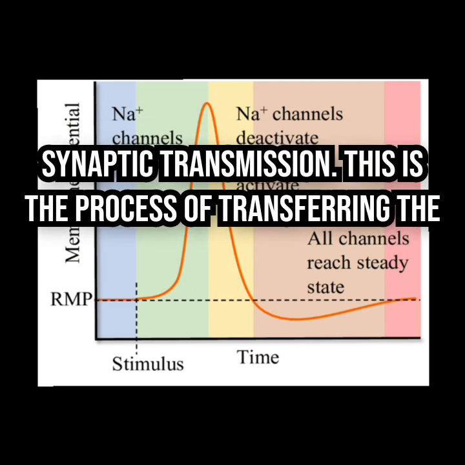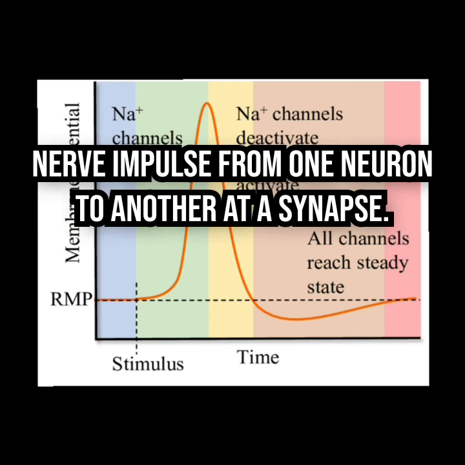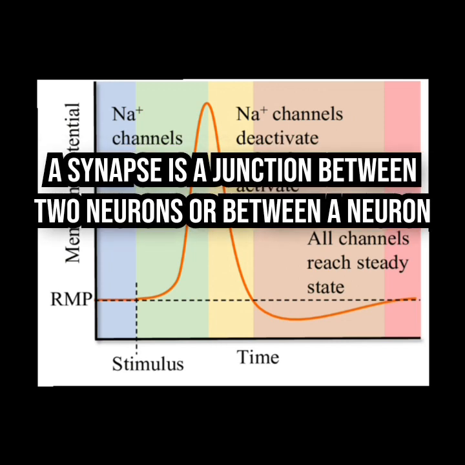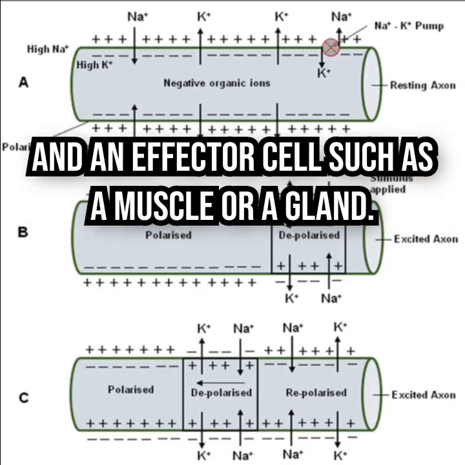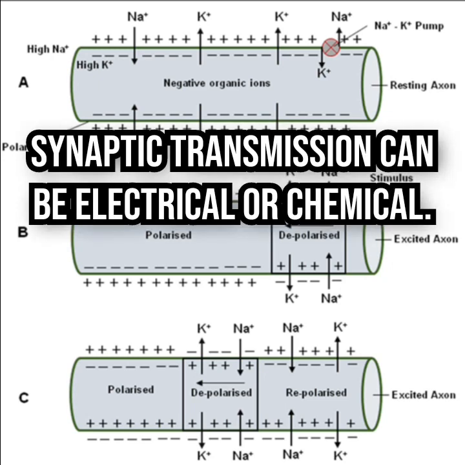Synaptic transmission. This is the process of transferring the nerve impulse from one neuron to another at a synapse. A synapse is a junction between two neurons or between a neuron and an effector cell, such as a muscle or a gland. Synaptic transmission can be electrical or chemical.